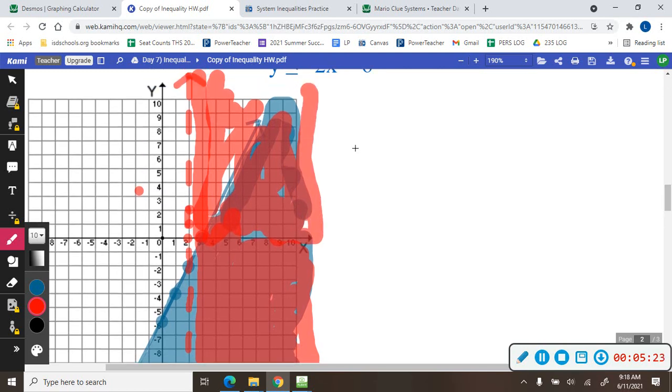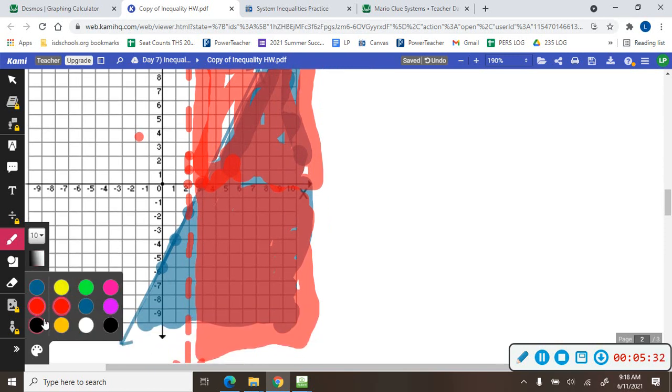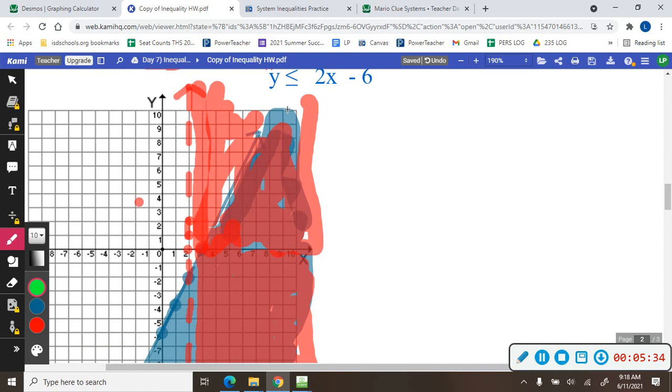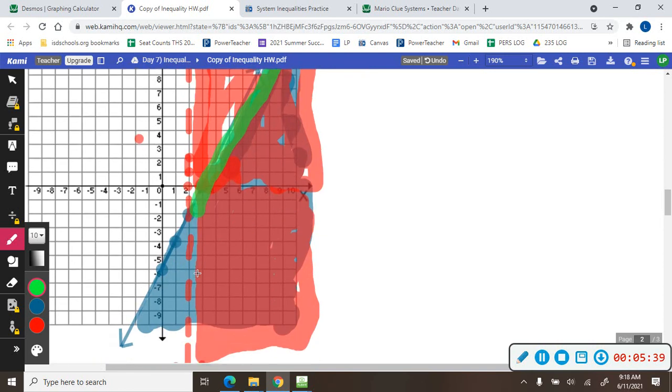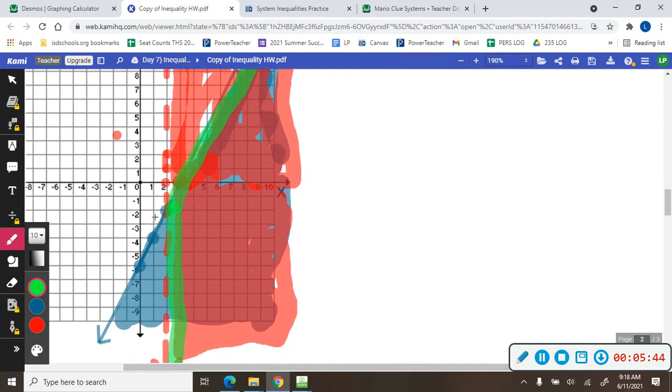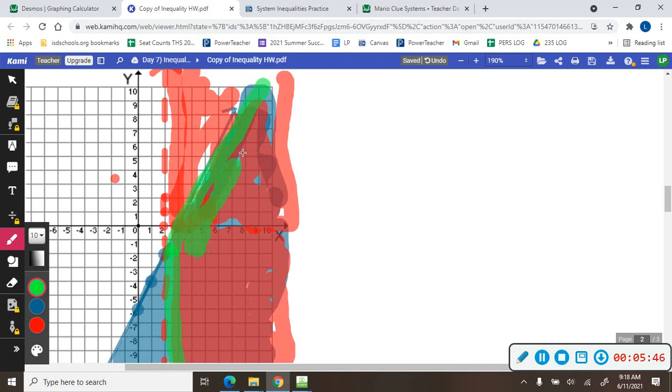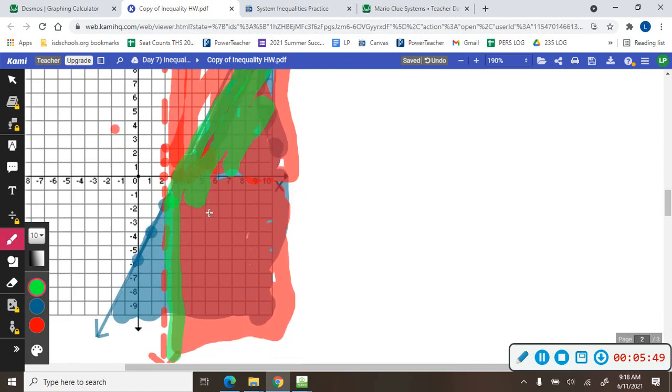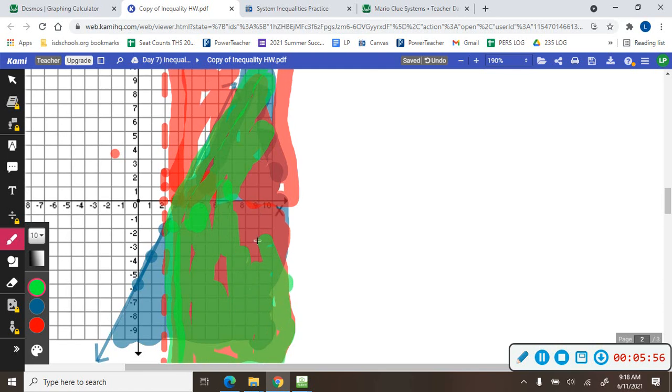And so now it's kind of hard to see where the shading intersects, but it looks like this area right here, I'll do a different color. This area right here is where the feasible region would be, because it's bigger than 2 and also bigger than there. So this would be the area I'm looking for. The green area.